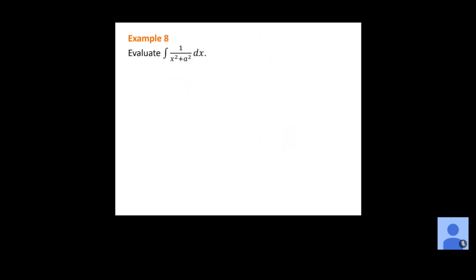All right. Example 8. So now we want to evaluate this integral. We've got 1 over x squared plus a squared dx. So a here just represents some real number. And again, obviously this is not one of the forms that we've seen, and so we've got to think about how we're going to rewrite it in one of those forms so we can actually evaluate the integral.